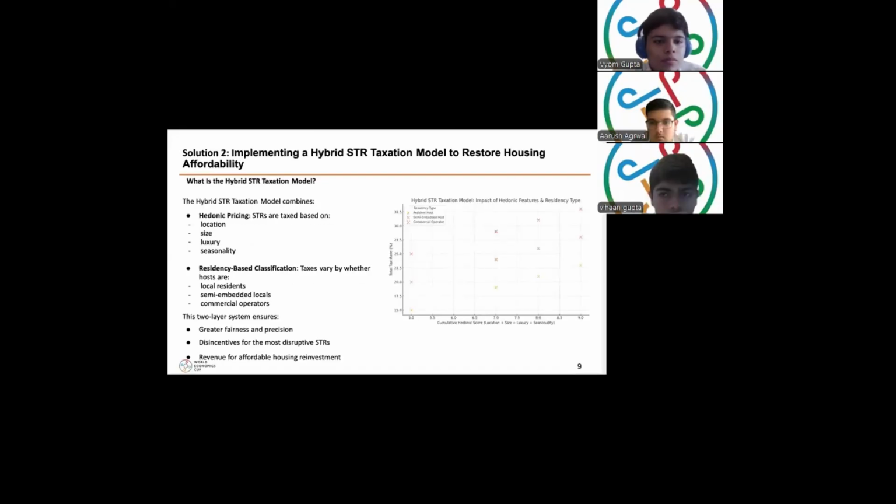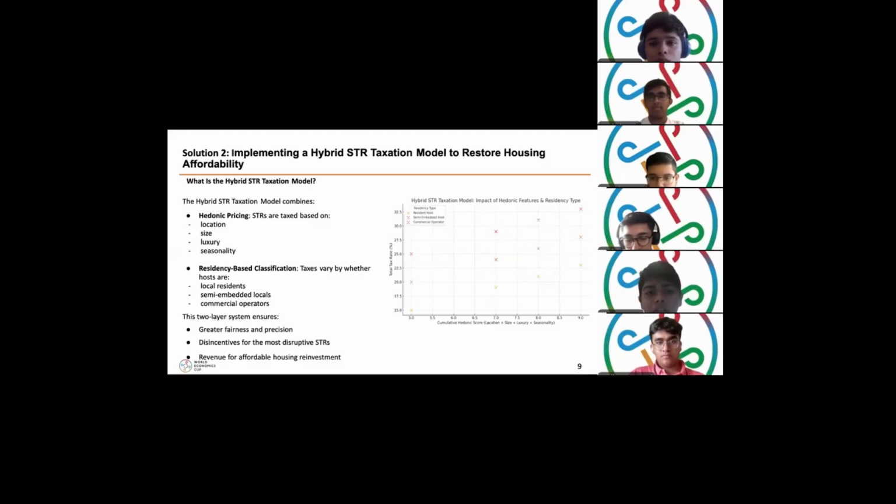Okay, good afternoon. I'm proposing a hybrid STR taxation model that doesn't seek to eliminate STRs, but instead uses economic tools to realign incentives, internalize community costs and restore housing stability. Let me break that down. So what is the hybrid STR taxation model? This model combines hedonic pricing with residency-based classifications to tax STRs more fairly and effectively.